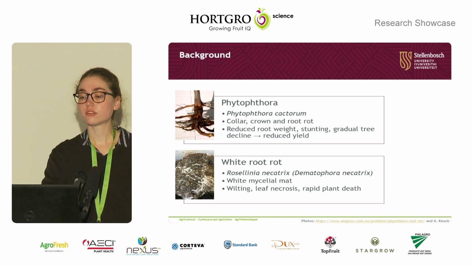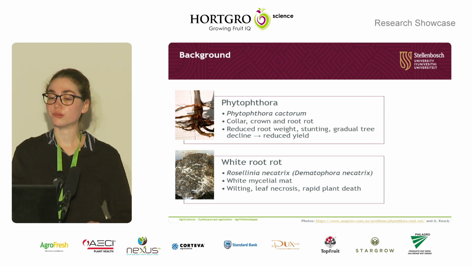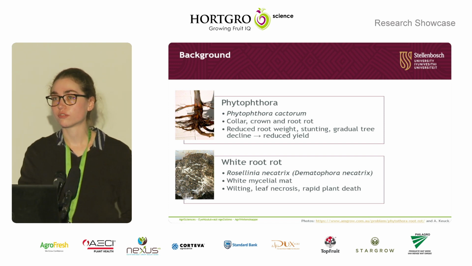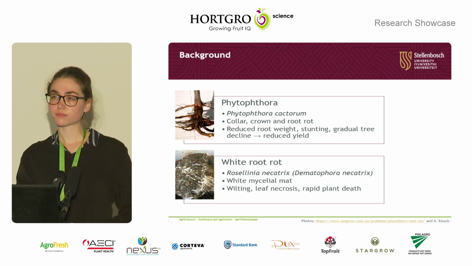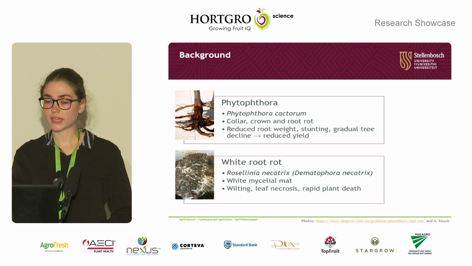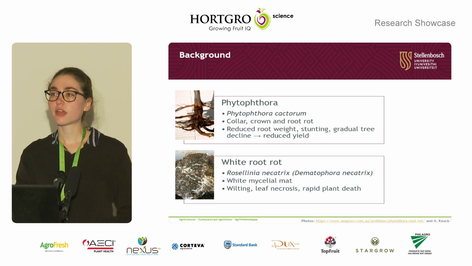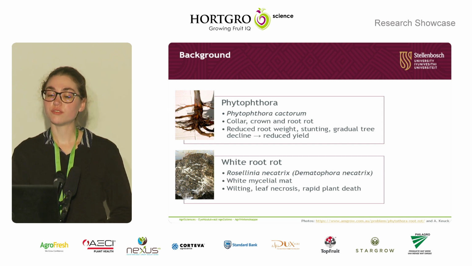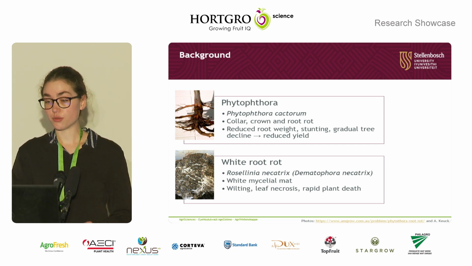Phytophthora and white root rot are soil-borne diseases that attack the plant's root system. Phytophthora cactorum is the most important causal organism of Phytophthora collar, crown, and root rot. This pathogen leads to reduced root weight, stunting, and gradual tree decline, ultimately resulting in reduced yield. White root rot, on the other hand, is caused by Rosellinia necatrix and can be characterized by the formation of a white mycelial mat forming around the root system. This pathogen results in wilting and leaf necrosis, ultimately leading to the onset of rapid plant death.